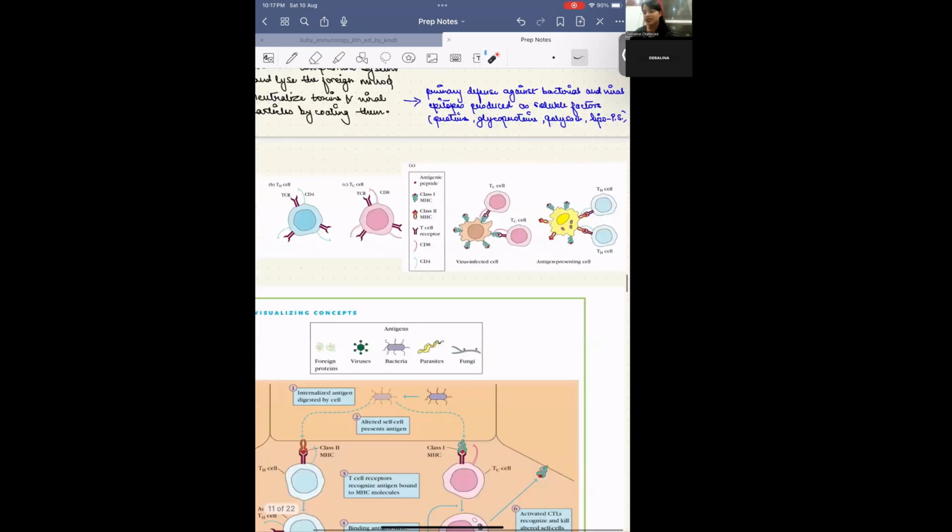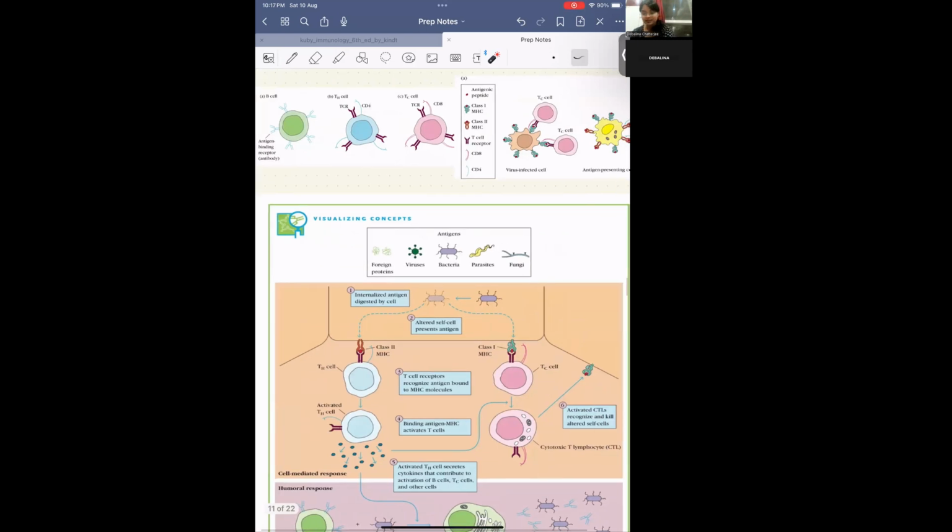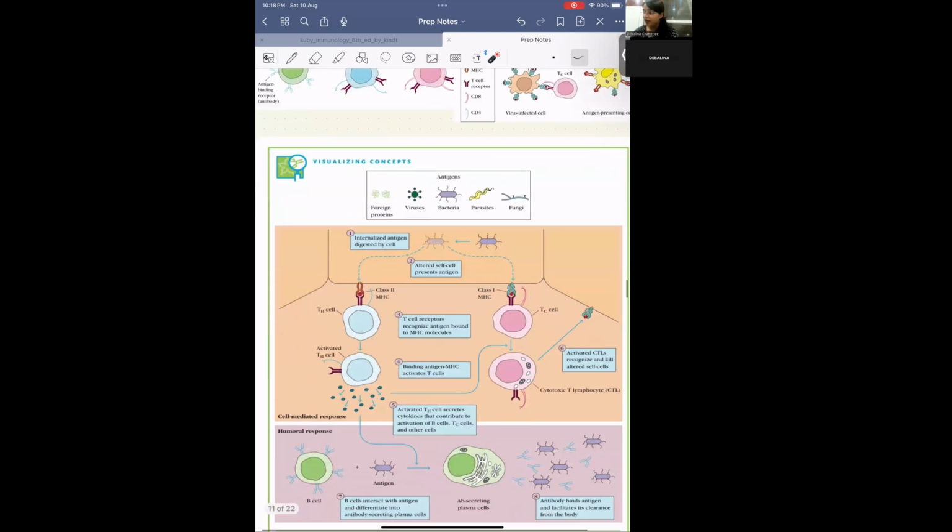Okay, so just a quick summary of what we have been discussing so far. Here we have a bacteria which has entered the cell. Let's just assume that this is a bacteria for now. Whatever antigens are present on this bacteria, inside the cell, let's assume that this is an antigen presenting cell. We have the class 2 MHC molecules which have processed this antigen, and now they are presenting it with the class 2 MHC molecule to the T helper cell.